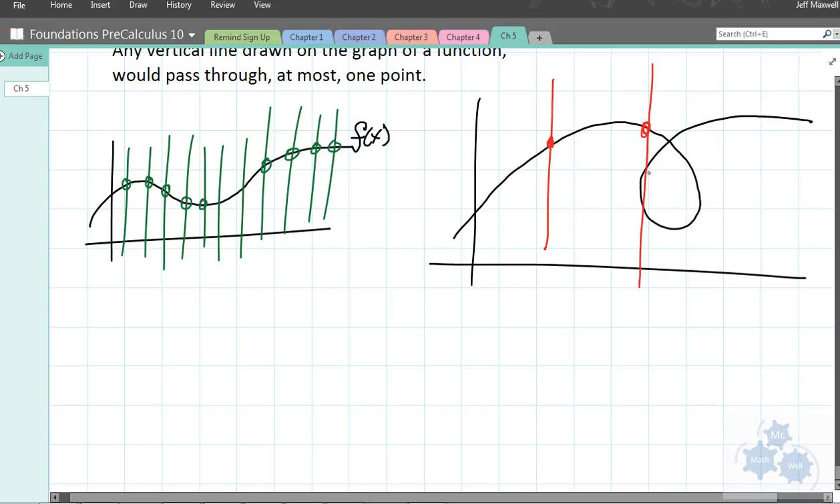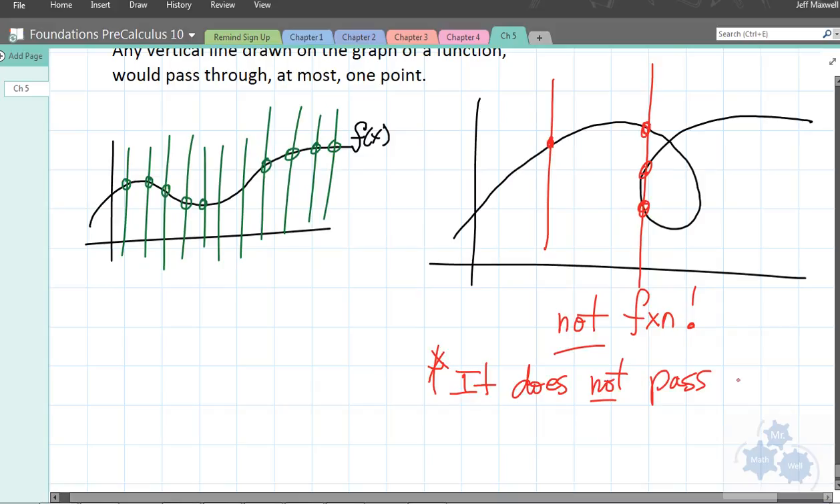So vertical line, it's close to vertical. But look at it, it passes through 3 points of the graph. See that? So this means that it is not a function. Not a function. Why? Because it does not pass the vertical line test. And that's the wording that you'll hear. And if we call it a test, it's pass or fail, right? It does not pass the vertical line test.